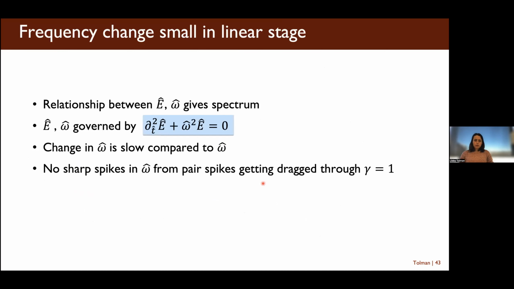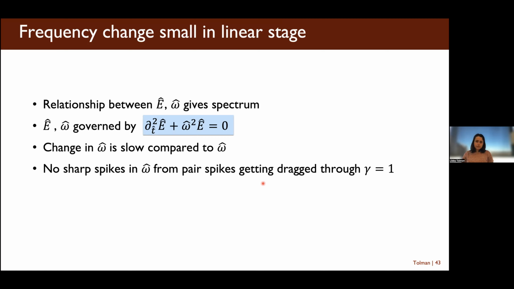Now, emission at these different points in phase 4 and across the polar cap will all contribute to the emission that is observed on Earth. Right, so the relationship between the electric field amplitude and the frequency gives a spectrum, right? So the electric field and the frequency are governed by an equation that we've seen several times already in this talk, which I've repeated here in light blue.